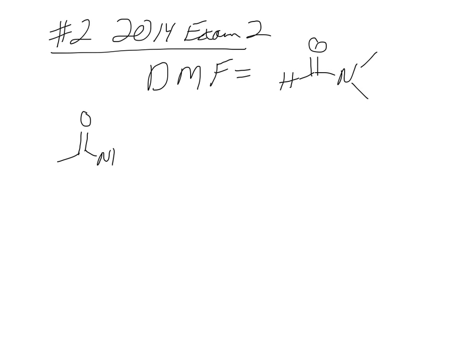All right, taking a look at number 2 from 2014 exam 2. This one says rank the nucleophiles below from strongest to weakest in DMF. So DMF is our solvent, right? You don't necessarily need to know this, but you should know what kind of solvent it is. What kind of solvent is this? Polar aprotic. So our nucleophiles we have here are F minus, I minus.